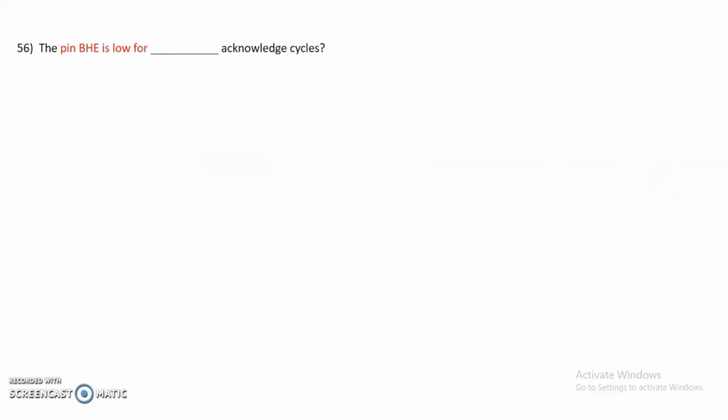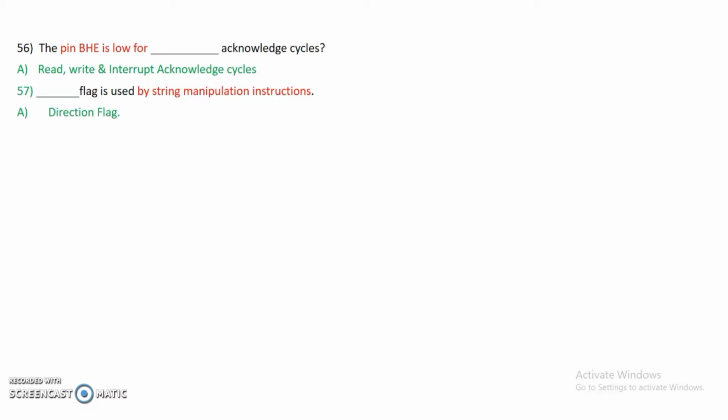Bit number 56. The pin BHE is low for dash acknowledge cycles. So basically the pin BHE is low for read, write and interrupt acknowledge cycles. Bit number 57. Dash flag is used by string manipulation instructions. The answer will be direction flag.